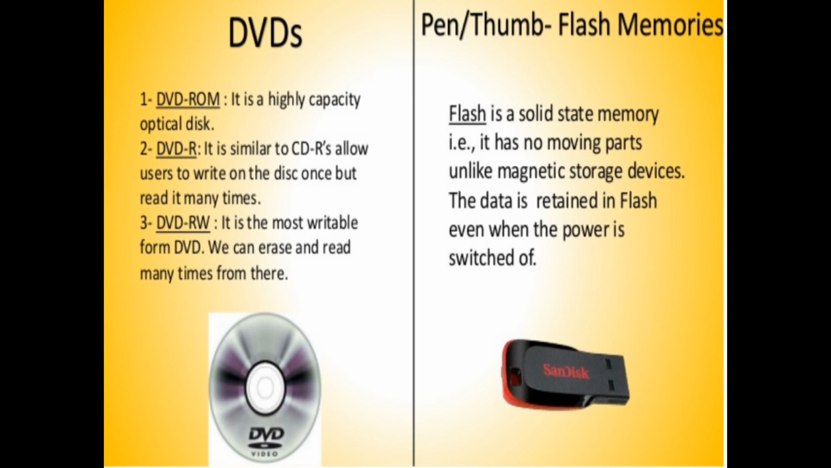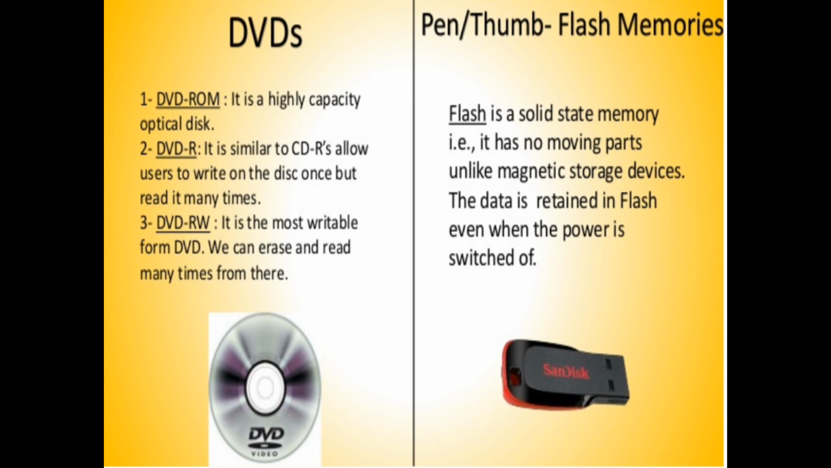And next is DVDs. DVD is also categorized in several types, that is DVD-ROM, DVD-R and DVD-RW. DVD-ROM is a high capacity optical disc. DVD-R is similar to CD-R, in that it allows users to write on the disk once but read it many times. And DVD-RW is the most writable form of DVD. We can erase and read many times from it.